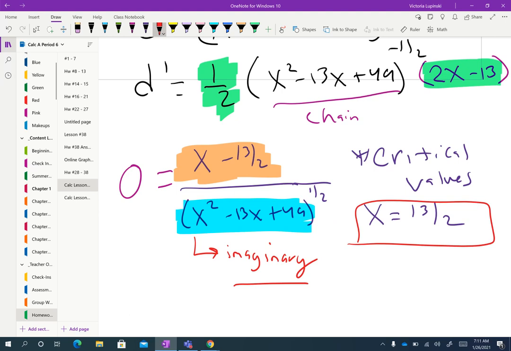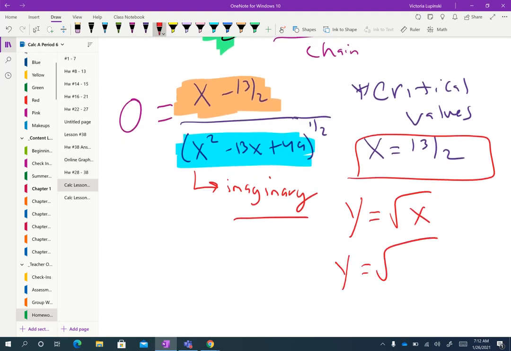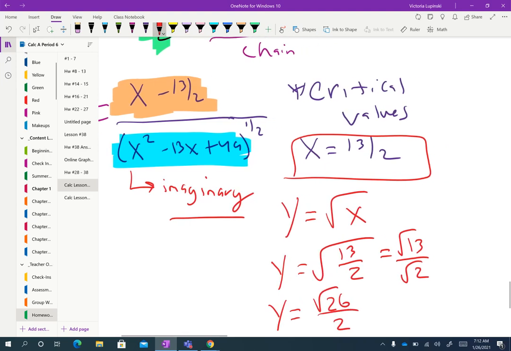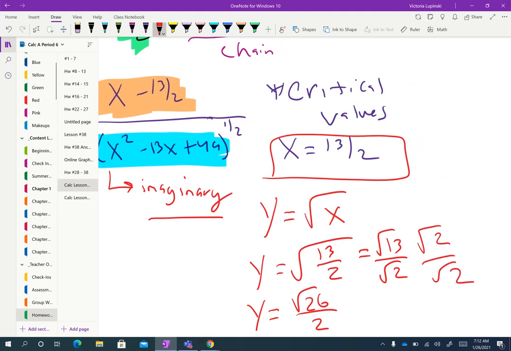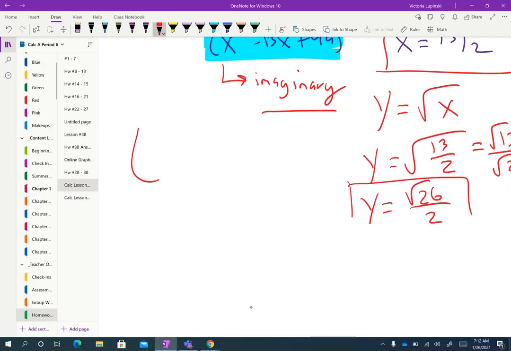But again, that's only half the answer. They asked you not just for x, they asked you for x comma y. So in order to find the corresponding y value, you're going to take y equals the square root of x. And you're going to substitute in 13/2. So you get the square root of 13/2, which becomes the square root of 13 over the square root of 2, which you'll then rationalize to be the square root of 26 over 2. And again, that's because you multiplied by root 2 over root 2. So here's my x and here's my y. And if you just want to be super fancy, you're going to write that as 13 over 2, comma, the square root of 26 over 2.